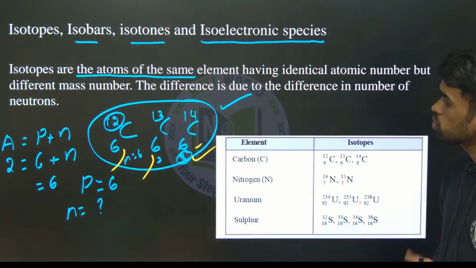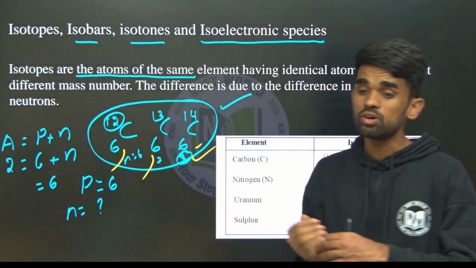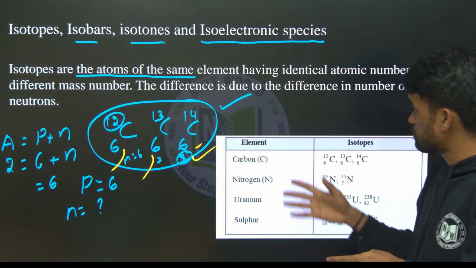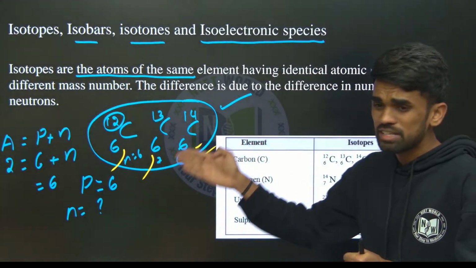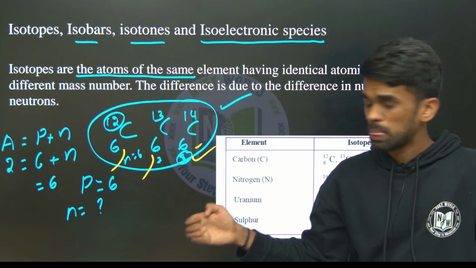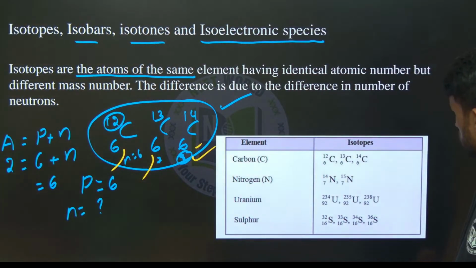Due to the difference in number of neutrons, they will get different properties also. For example, sometimes some isotopes are non-radioactive, whereas some other isotopes are radioactive. Yes, C-14 is radioactive.